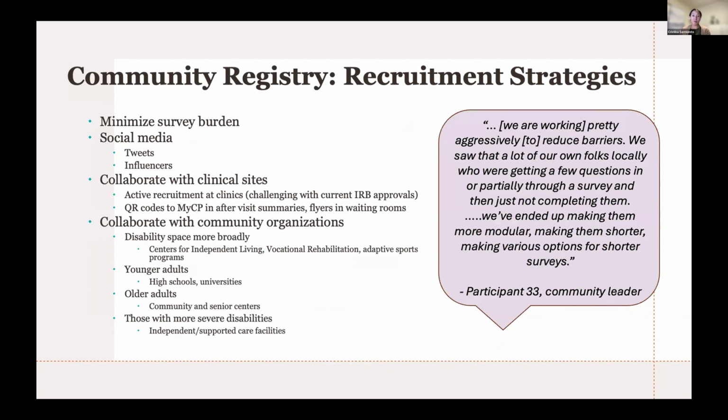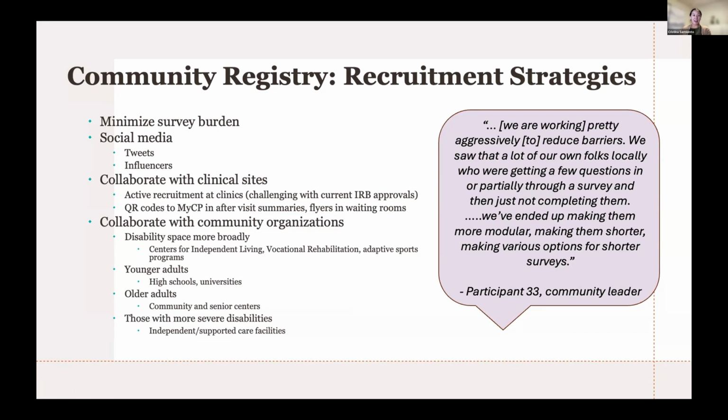Participants in our focus groups also shared suggested recruitment strategies for the registry. These included things like minimizing the burden of survey. I think we all experience survey burnout. They also suggested being more accessible and visible on social media, so things like tweets and leveraging the platforms of some social media influencers that participated in our focus group.